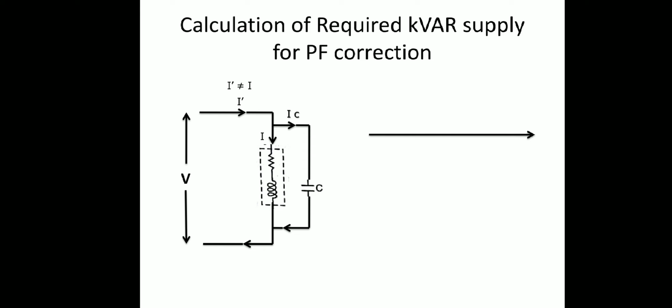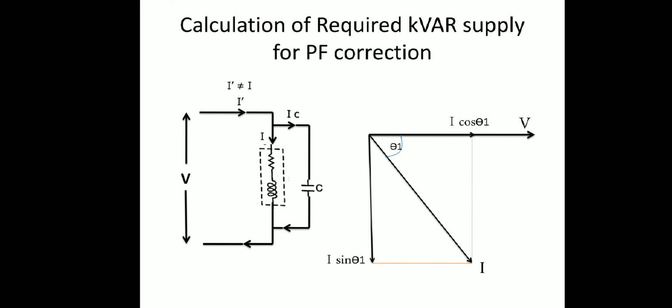Let's make a vector diagram for this circuit. Let's mark the voltage as a reference line. As it's an inductive load, we have to lag the current I by some angle theta 1, because we are going to decrease the theta angle of the previous position to theta 2. Making projection, I cos theta 1, I sin theta 1. And by introducing the capacitor, which always leads the voltage by 90 degree, as it is an ideal capacitor, as you can see here, the current IC flows through the capacitor as indicated by the circuit.